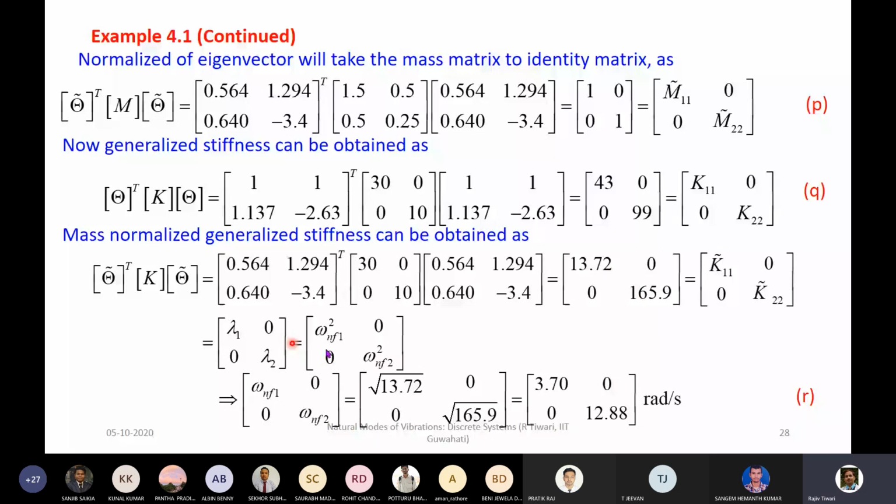So you can see how the mass normalized model matrix gives directly the square of the natural frequency, the first and the second, and the natural frequency can be obtained by taking the square root of this quantity.